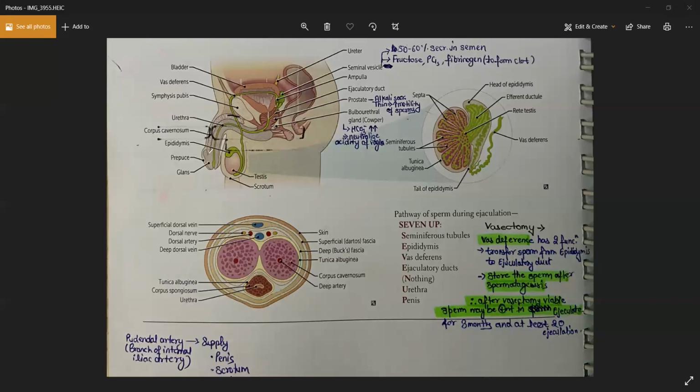So please note, Step 1 will ask you after performing the vasectomy what advice you should give to the patient. So please note, you have to give them the advice to use contraceptives for at least 3 months, for up to 20 ejaculations.